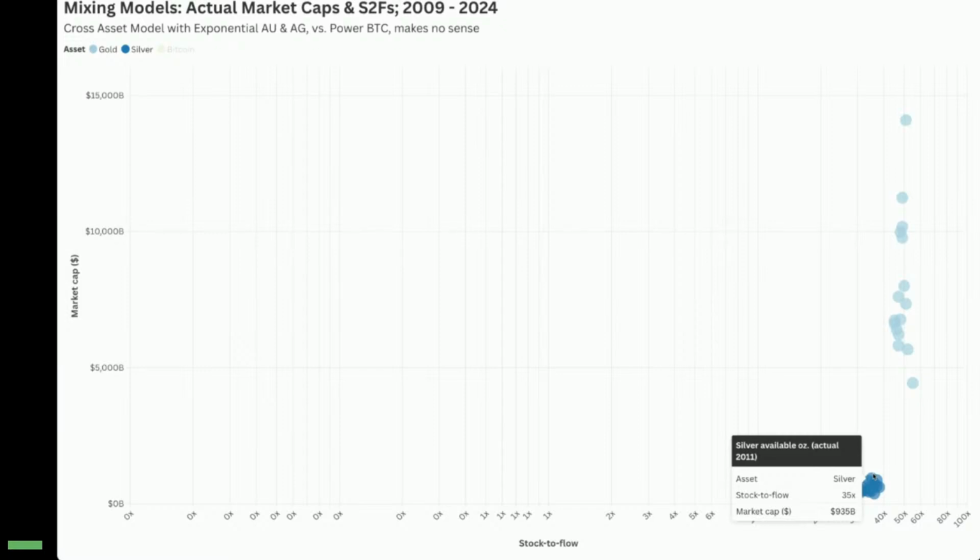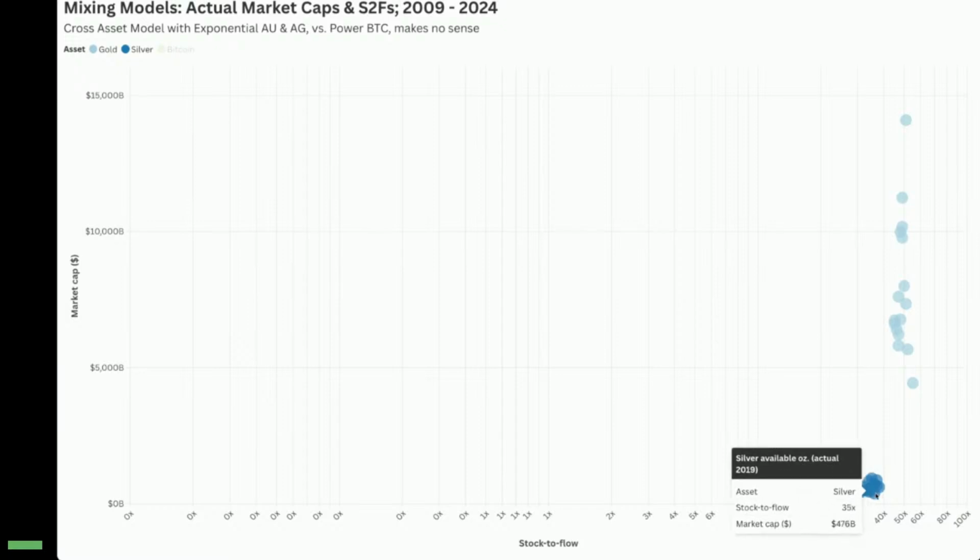stock to flow and market cap data here. 35x stock to flow, $935 billion silver market cap. Okay, so about a $1 trillion market, and that hasn't really changed as we've gone sideways with silver price over the last 15, 16 years. Okay, so what's the point?